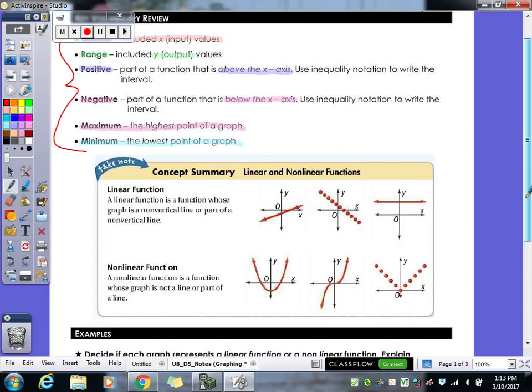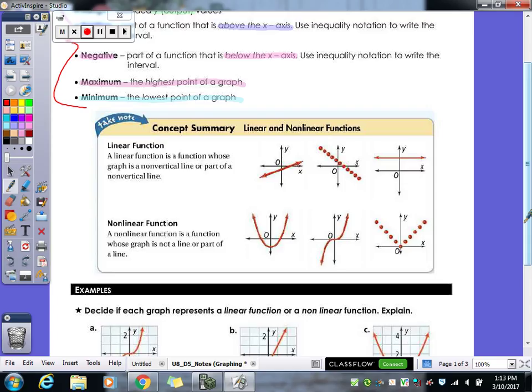Now a new phrase we do have, but it's actually a pretty easy concept, is a linear function. So a linear function, according to that definition, is a function whose graph is a non-vertical line or part of a non-vertical line. So if we look at our three examples over here, these three are all linear functions because they create a straight line.